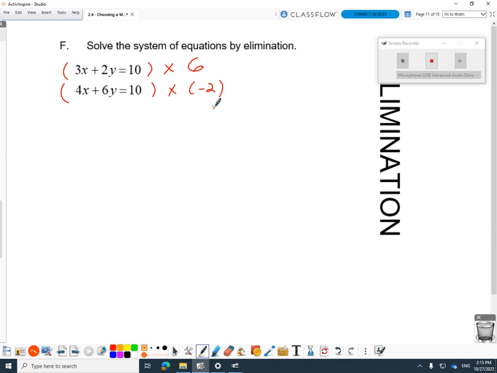With the first one, I get 18x plus 12y equals 60. You go, okay, that's fine. Seems okay, Joseph. But why did you do negative 2 in the second one? Negative 8x minus 12y equals negative 20. See? Now they're both negative. Some people got themselves into trouble writing these up because they just try and rewrite one of the equations. Rewrite both of them every time. It keeps it all lined up nicely.